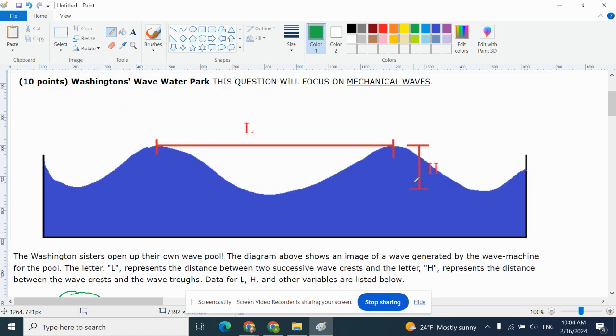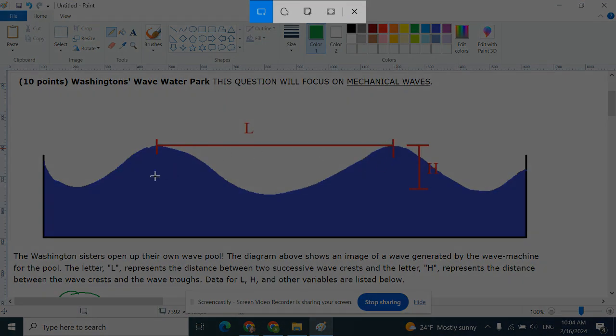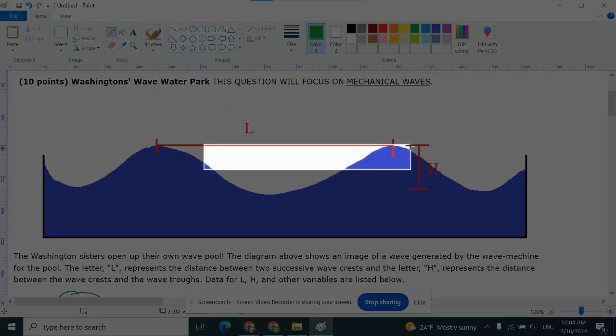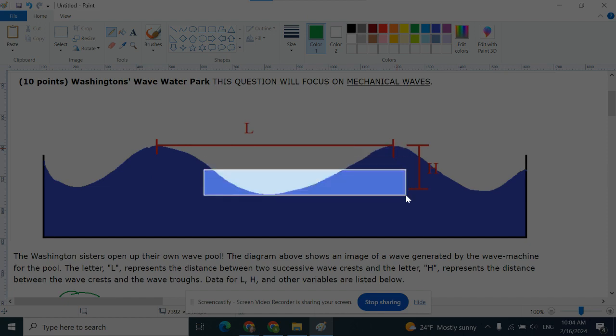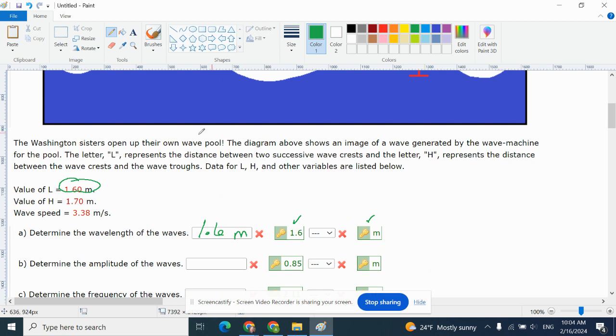The amplitude would be from the equilibrium to the crest or equilibrium to the trough. H shows us crest to trough. So I want to take 1.70, cut it in half. That'll give me 0.85 meters.